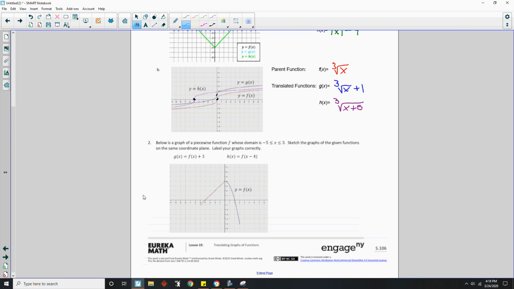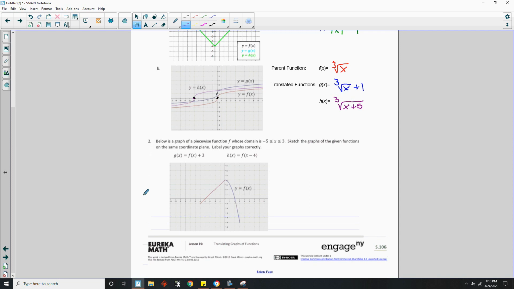Number 2. Below is a graph of a piecewise function. It looks linear here, and then it looks like a parabola, right side of a parabola with a negative a is what my guess would be. Okay, below, and it says whose domain is from negative 5 to positive 3. So that's as far as we're going. Okay, from here on the x-axis to here. Okay, that's what that domain thing means.